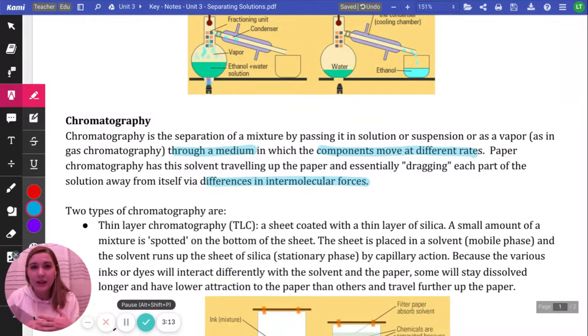So basically, if we're talking about paper chromatography, the component with the weakest attraction to the paper is going to travel further than the components that have more attraction. So for example, if our paper was polar, our non-polar substances would travel farther than our polar substances would. So it's going to travel based on differences in polarity or just strength of attraction between the substances.